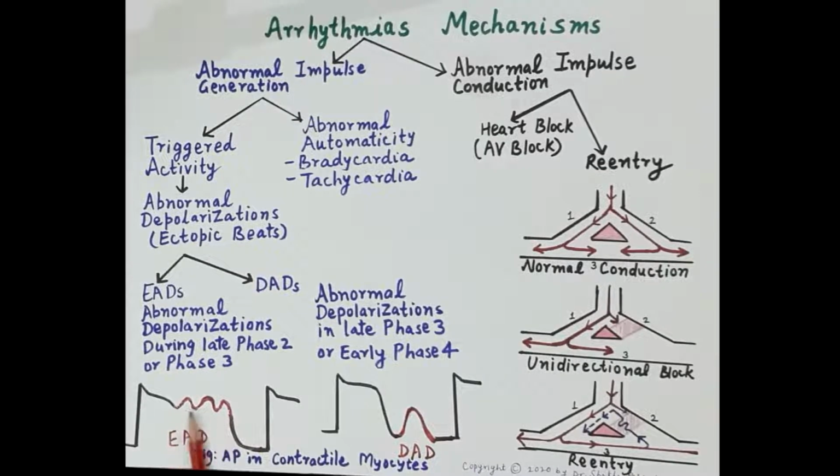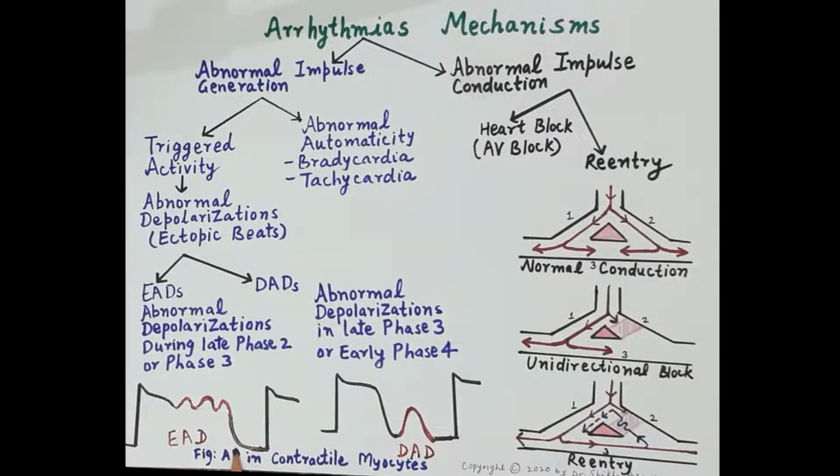See, this I have shown here in the red color. These are the early after depolarizations, these are the immature beats, these are the extrasystoles, and these are produced either during the late phase 2 or during the phase 3, that is before the completion of repolarization of contractile myocytes, and therefore they are termed as early, that is before the repolarization.